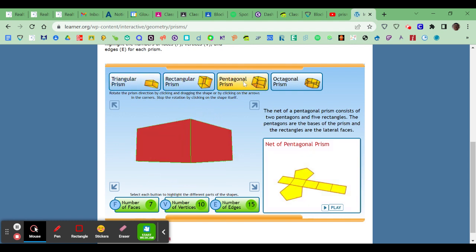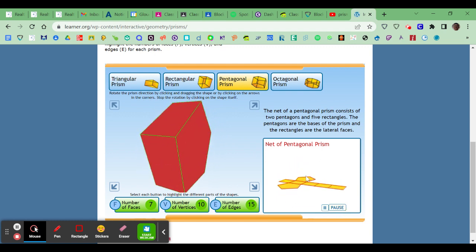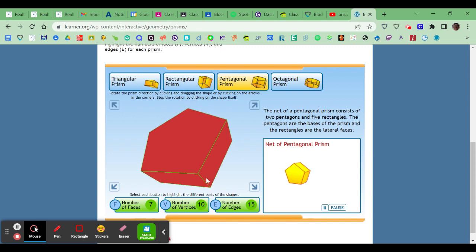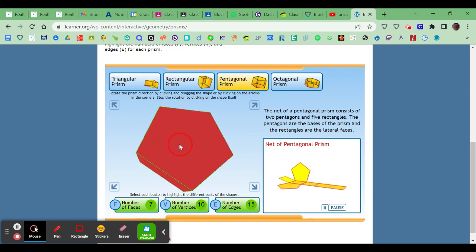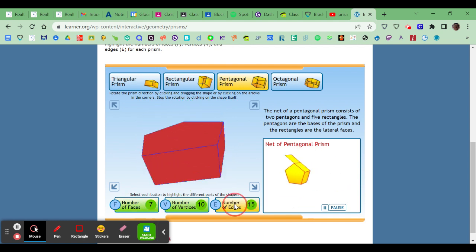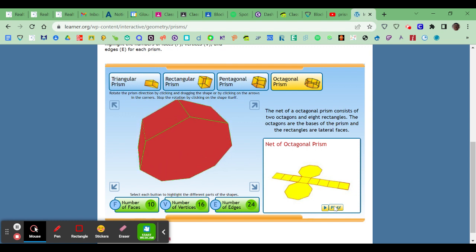And we can look at a pentagonal prism. You can see the two bases here, the pentagons, and those rectangles fold up and around. Awesome. All right, we can check out the vertices. We can check out the faces. We can check out the edges. All right, edges. Slow down. All right, edges. Great. Octagonal prism.